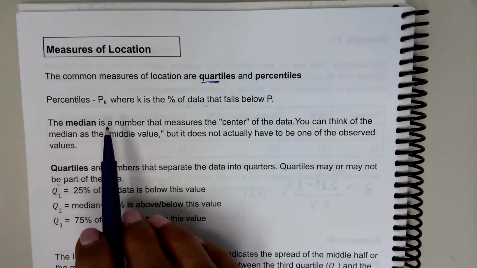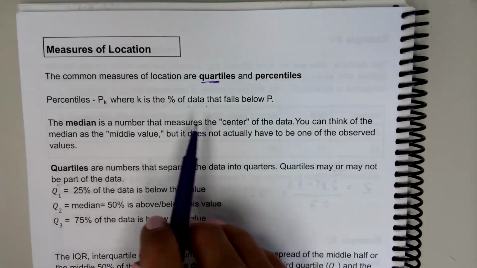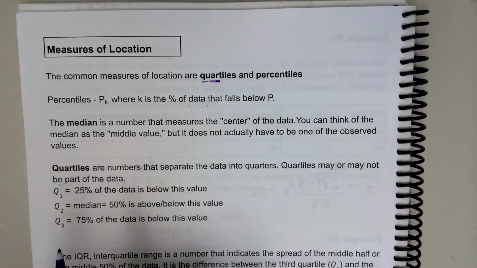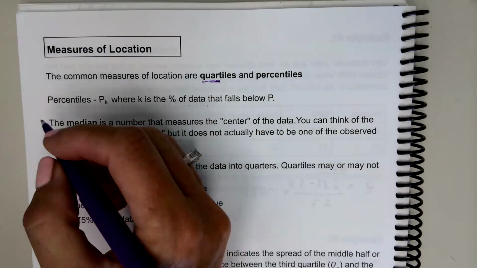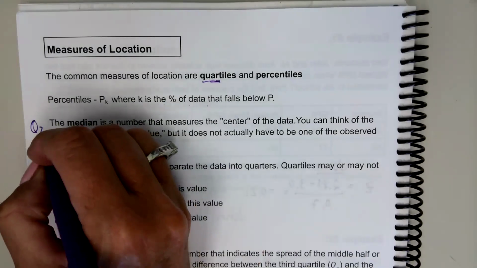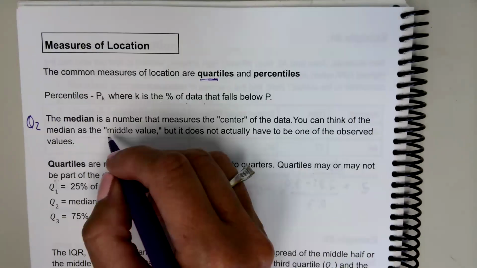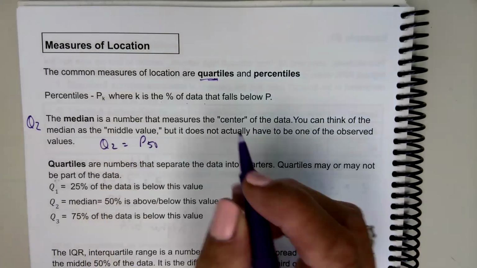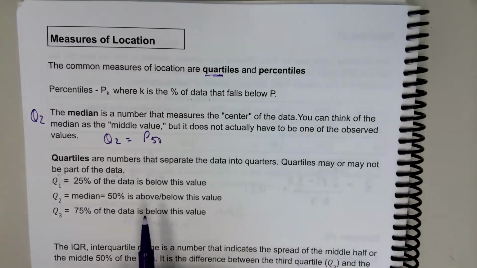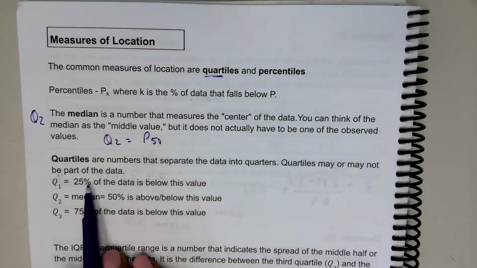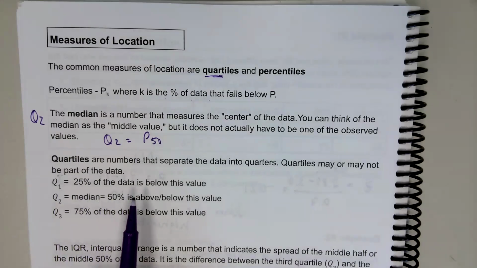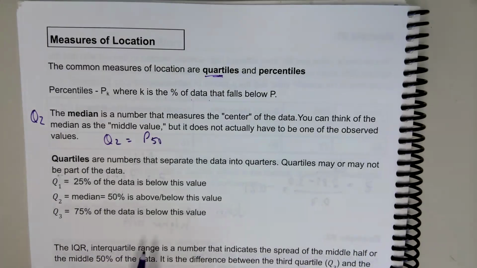So the median is a number that measures the center of the data. You can think of the median as the middle value, but it does not actually have to be one of the observed values. The median is our Q2 because it's our middle 50%. Our other quartiles are the 25th percentile, which is Q1, where 25% of the data is below that value. And then Q3 is where 75% of the data is below that value.